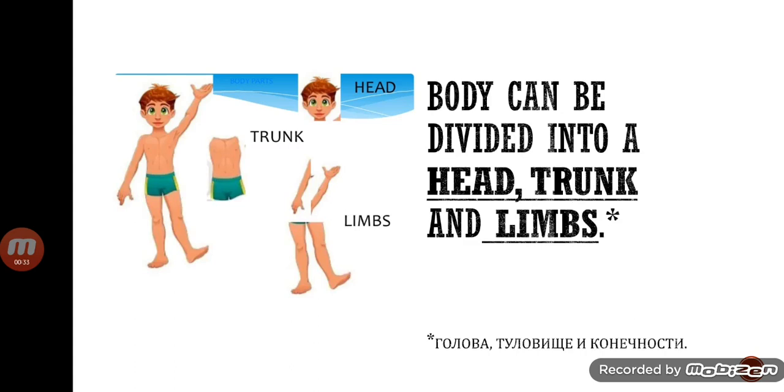Our body is a system that consists of so-called parts. Each part of our body has its own task. For instance, we need eyes to see different articles, legs and arms to move and do various things. Literally, our body can be divided into head, trunk, and certainly limbs.